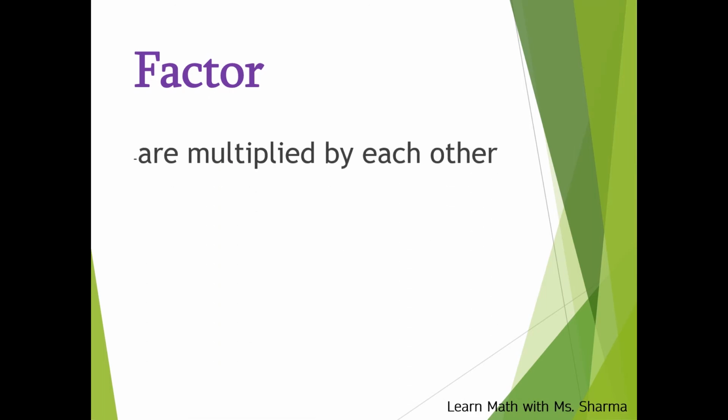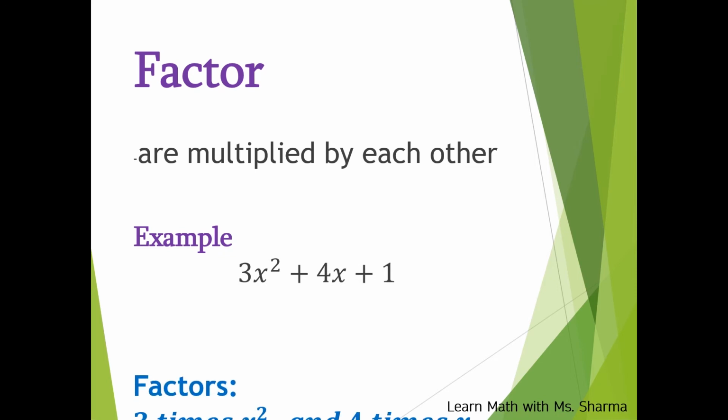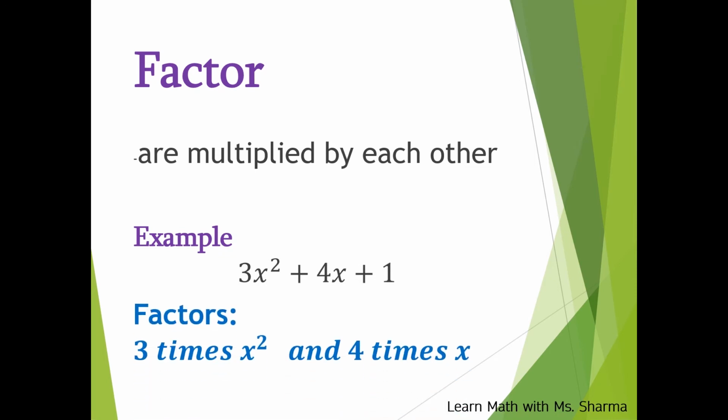Factor are multiplied by each other. Example, in 3x squared plus 4x plus 1, the factors are 3 times x squared, or sometimes you can write it as 3 times x, and 4 times x is the other factor.